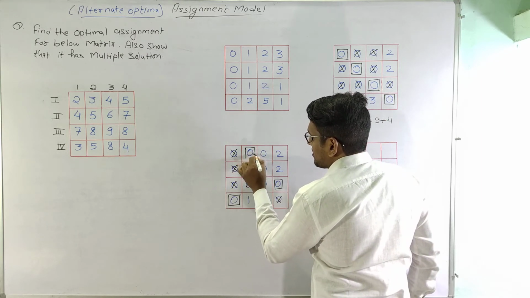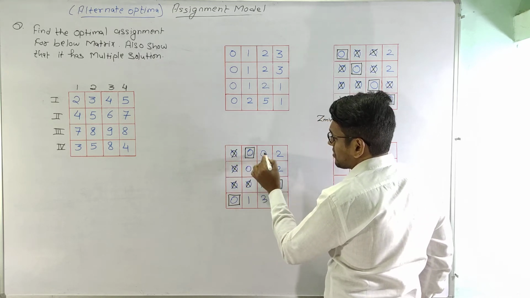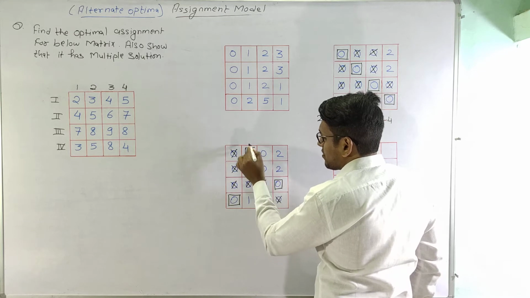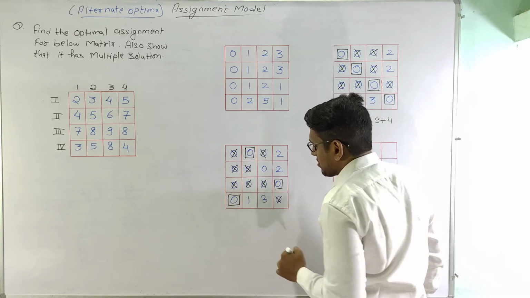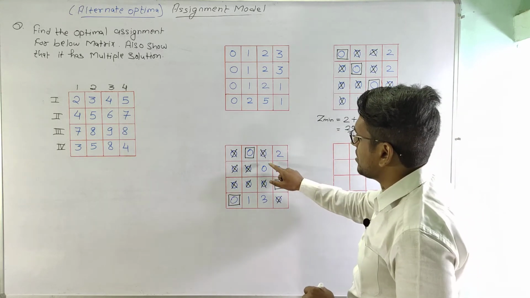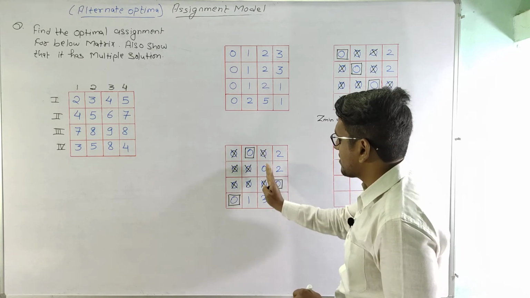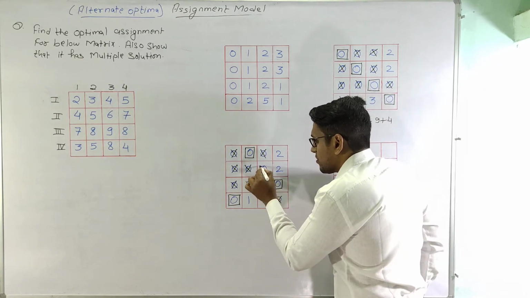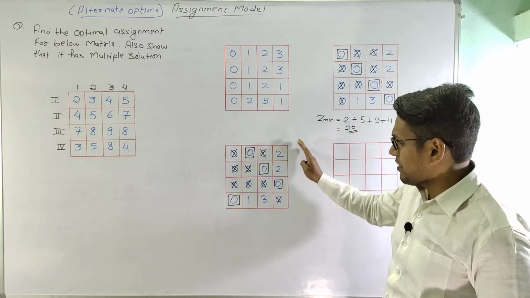So let us assign this cell, and once this cell has been assigned, that means no more assignment can be done in this row and in this column. That means both these zeros are crossed out, and as we can see now, only a single zero is remaining in row 2, or I can say column 3. So this zero can be easily assigned, and now this is our assignment.